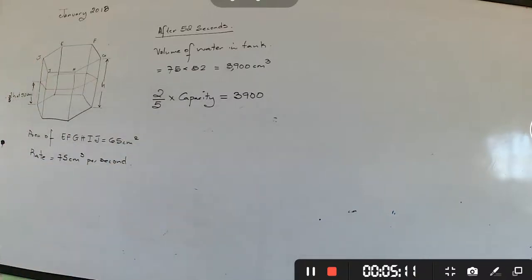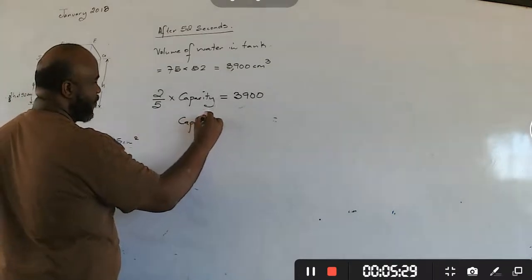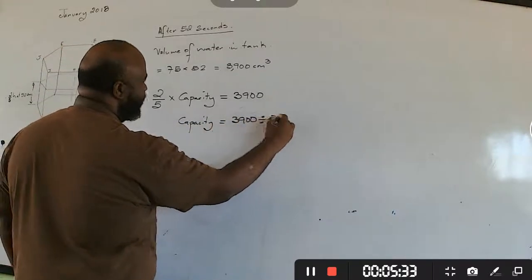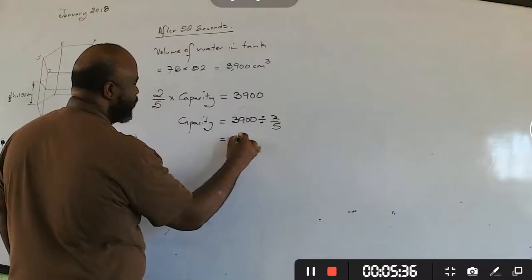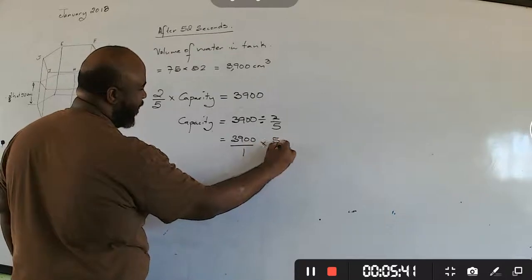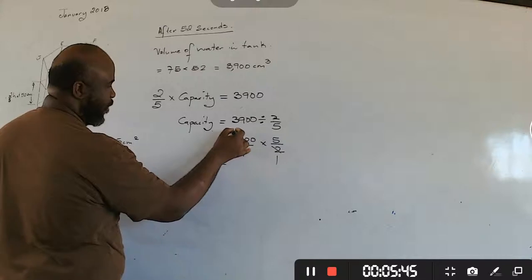Is everybody clear with that? Dividing by 2/5 is the same as multiplying by 5/2. Why? Because when you divide by a fraction, you invert and change the sign. So the capacity is equal to 3,900 divided by 2/5, which is 3,900 over 1 multiplied by 5/2. This into this is what?